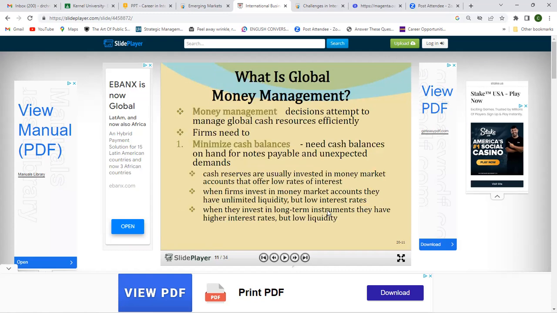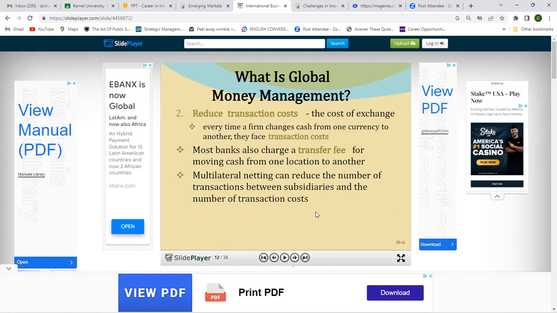Money management decisions attempt to manage global cash resources effectively. Firms need to minimize cash balances, but need cash on hand for notes payable and unexpected demands. Cash revenues are usually invested in money market accounts that offer low rates of interest. When firms invest in money market accounts, they have high liquidity but low interest rates. Long-term investments have higher interest rates but low liquidity. Firms also want to reduce transaction costs, the cost of exchange.